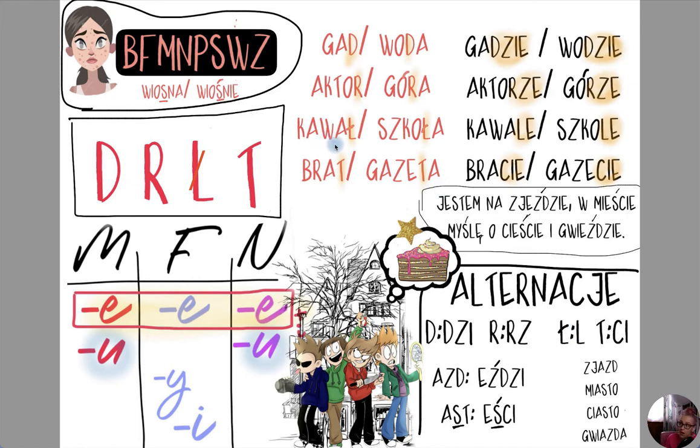Kawał means a chunk or a piece, a bigger piece of something. So a chunk, it also could mean a joke, by the way, in Polish. So kawał, a big chunk. And szkoła means school. So kawale, look what happens, l and a, kawale, about a joke or a chunk of something, kawale, and then szkoła becomes szkole, okay?